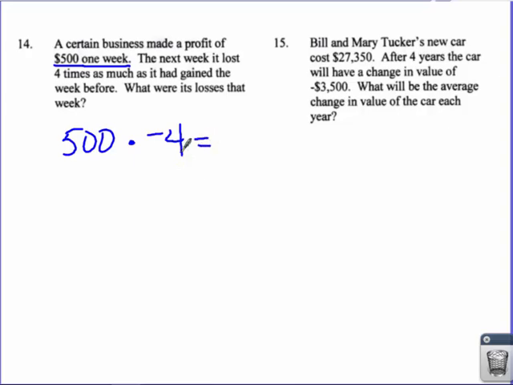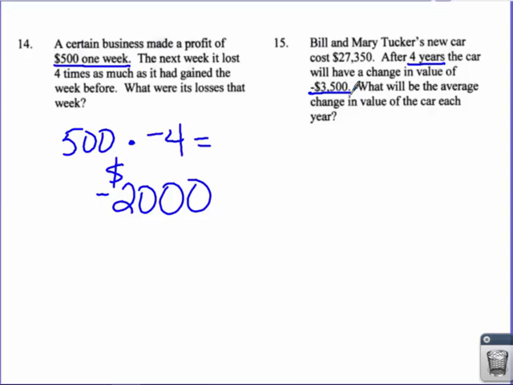500 times negative 4 is negative $2,000. And remember, the dollar signs always go in the front. All right. Number 15, last one. Bill and Mary Tucker's new car cost $27,350. After 4 years, the car will have changed in value of $3,500. What will be the average change in value of the car each year?